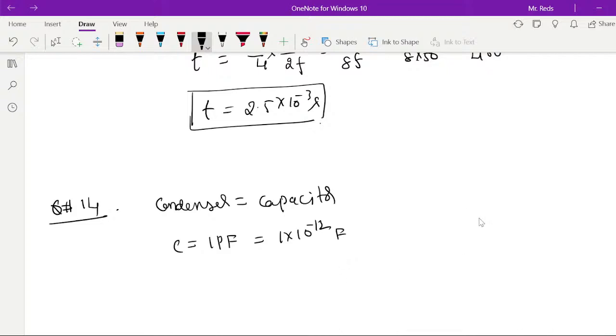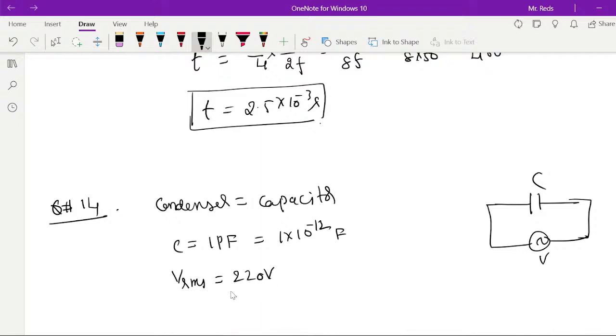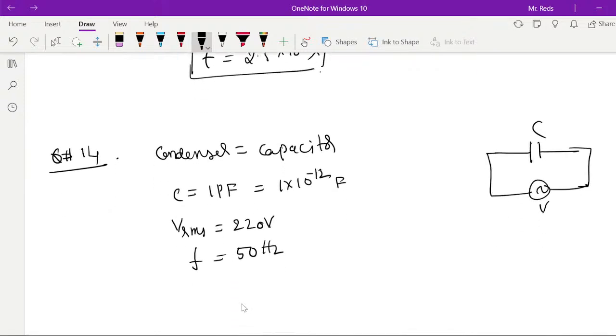It is connected to an AC source. So a capacitive circuit we are dealing with now. It is connected to an AC source of 220 volt and 50 hertz. So VRMS is equal to 220 volt and frequency f is equal to 50 hertz. Then the current flowing in the circuit will be, so what is given? Read the question once again. A condenser of capacity 1 picofarad is connected to an AC source of 220 volt and 50 hertz frequency. The current flowing in the circuit is how much?